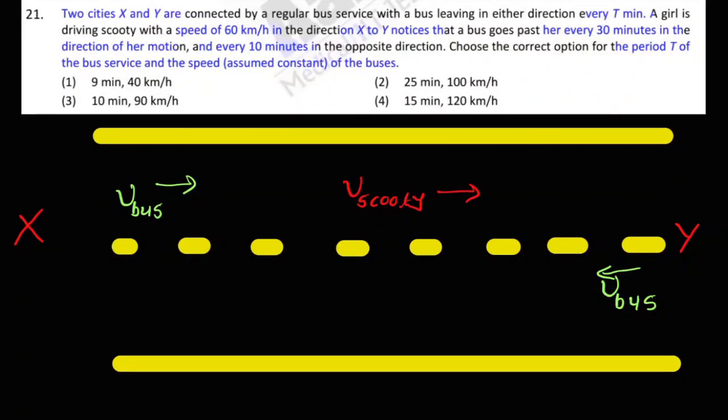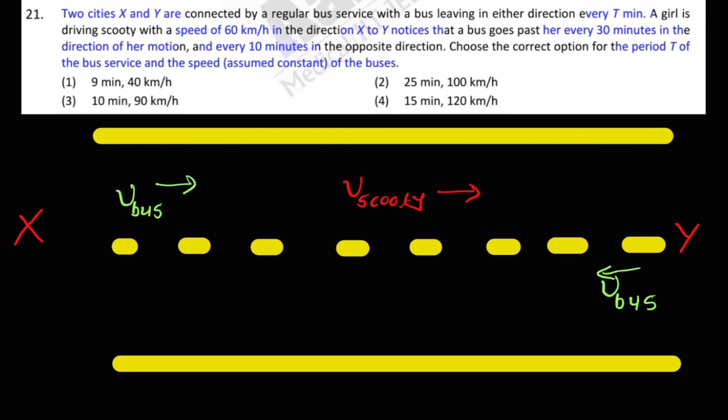Two cities X and Y are connected by a regular bus service with a bus leaving in either direction every 2 minutes. A girl is driving scooty with a speed of 60 km per hour in the direction X to Y. She notices that a bus goes past her every 30 minutes in the direction of her motion and every 10 minutes in the opposite direction. Choose the correct option for the period T of the bus service and the speed, assumed constant, of the buses.